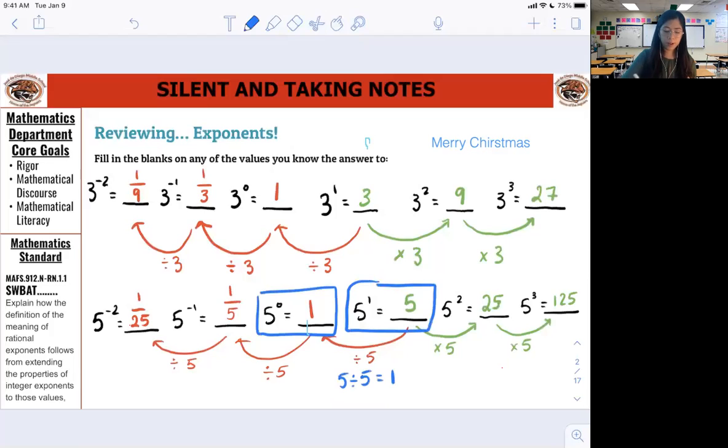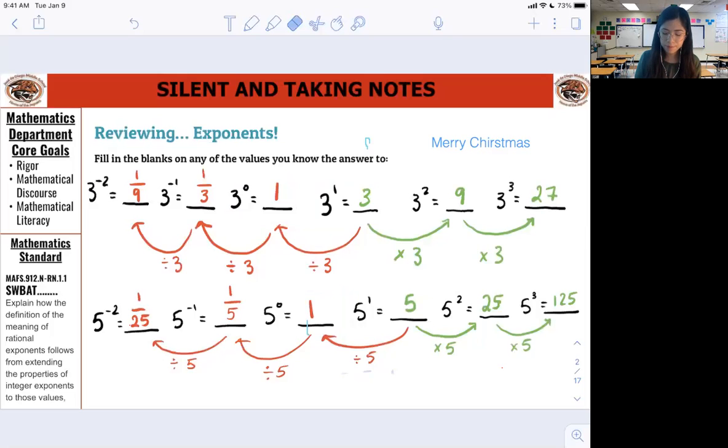The same thing happens with our 3's. 3 to the power of 1 is itself, it's just 3. Going backwards, 3 to the power of 0, I have to divide. 3 divided by 3 is 1. So every single number, no matter what number, if you take it to the power of 0, you get 1. Any number in the world. 1,000 to the power of 0 is 1. How's that? Any more questions on that idea?